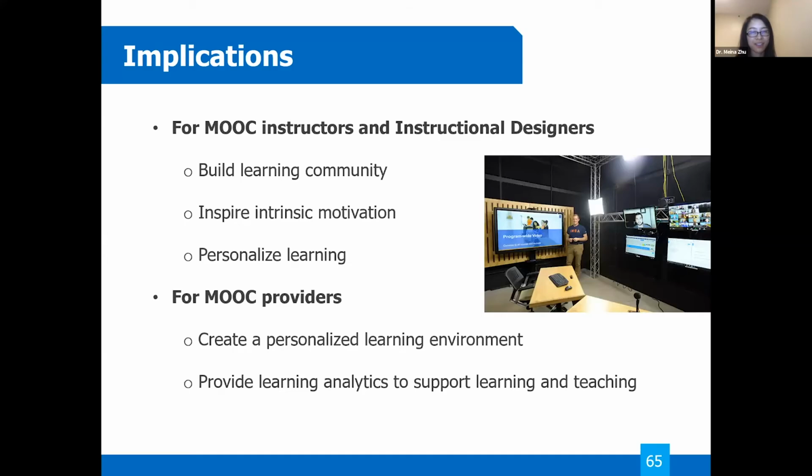And so implications for instructors and instructional designers: build that learning community somehow, inspire intrinsically as well as extrinsically. It's both, they're doing both. Find ways to personalize learning. The third study, we'll talk about that and how to create that personalization in that environment and provide some analytics so that they can self-assess whether they're doing well enough in the course and progressing at the speed that they anticipated that they will.